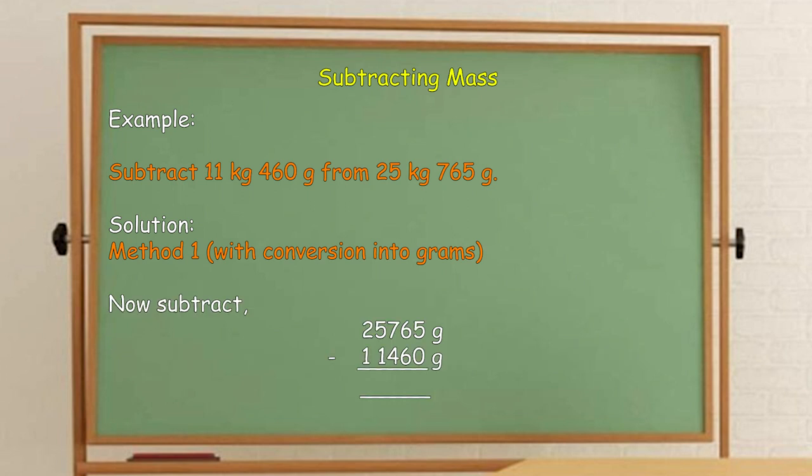Now that we have both of our numbers written in grams, it is safe for us to subtract. So we're going to subtract from right going to left. So we start 0 from 5 is 5, 6 from 6 is 0, 7 minus 4 is 3, 5 minus 1 is 4, and 2 minus 1 is 1. So our answer is 14,305. We're going to convert that back into kilograms and grams. That would give us 14 kilograms, 305 grams.